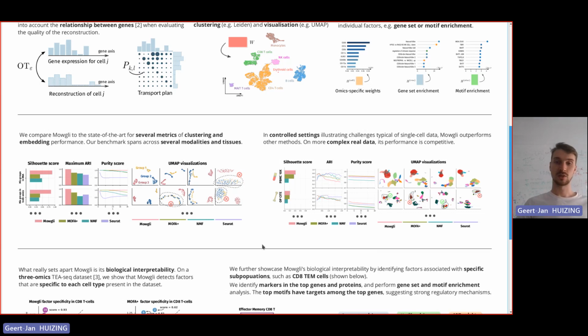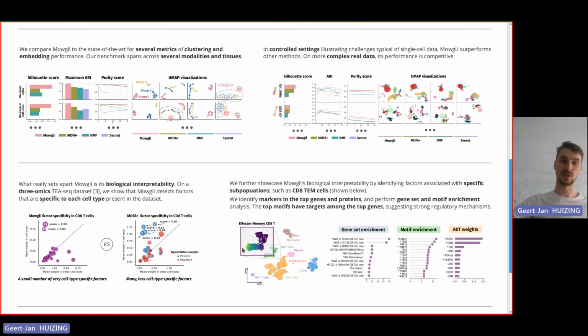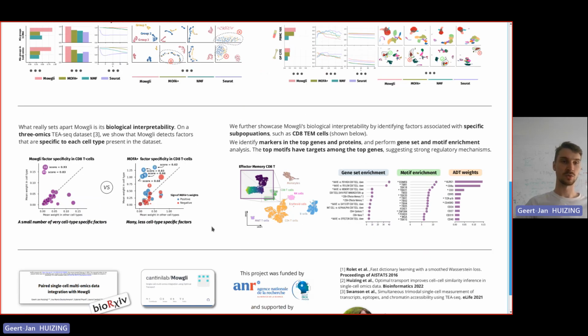Now, in this case, the benchmark might also be affected by the fact that it's difficult to get a reliable ground truth for real complex data. While the competition or the race might seem a bit tight in terms of clustering, what really sets apart Mowgli is its biological interpretability. We showcase this on a 3-omics DC dataset that is profiled for RNA, ATAC, and proteins for each cell. And we show that Mowgli detects factors that are specific to each cell type present in the dataset.